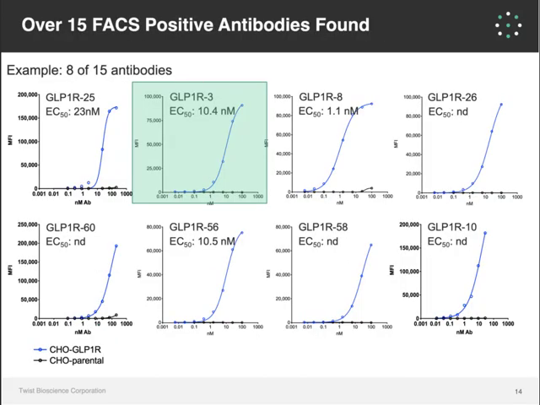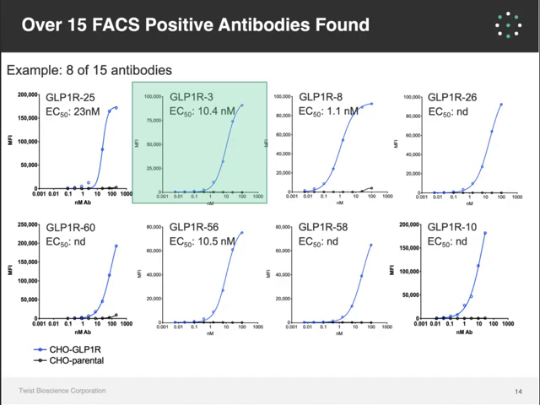The first case study I'll talk about today is our case study with GLP-1 receptor. We panned it, again, using our stable CHO lines and depleted against the parental background CHO. We saw several hundred antibodies that were enriched through the course of that panning, and we chose 100 of them to make. Of those 100, 15 bound to GLP-1 overexpressing cells and didn't bind to the background CHO line. Shown here are 8 of them.